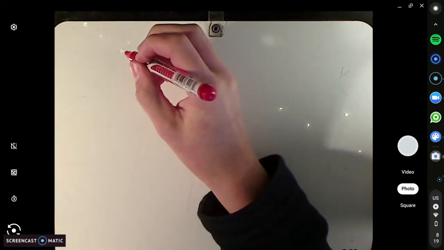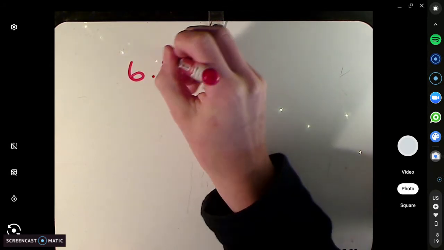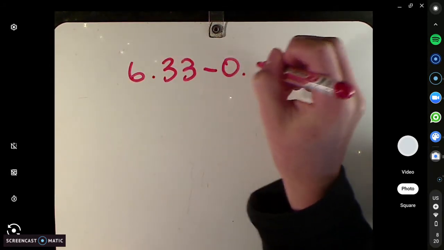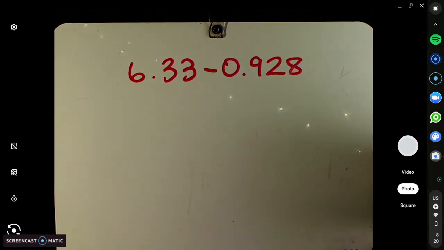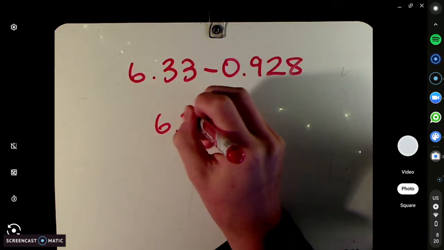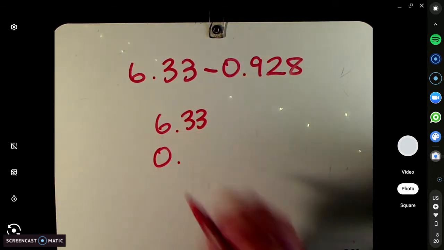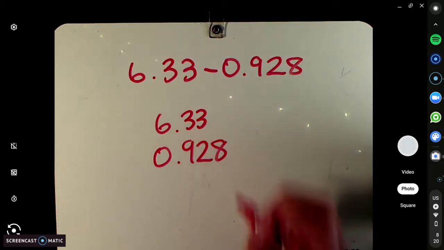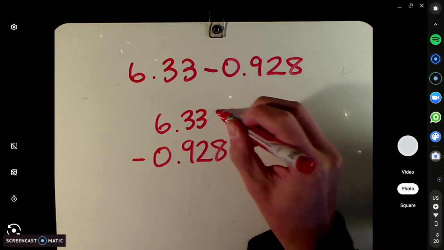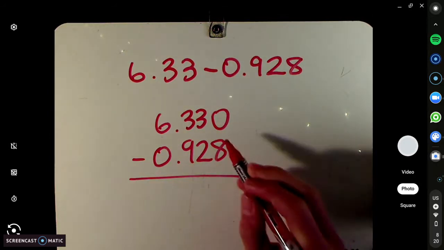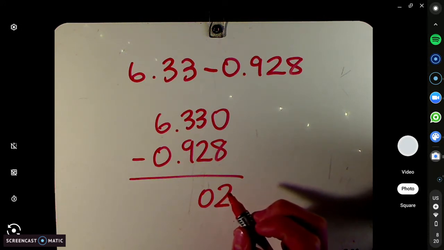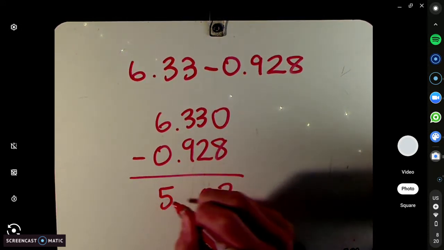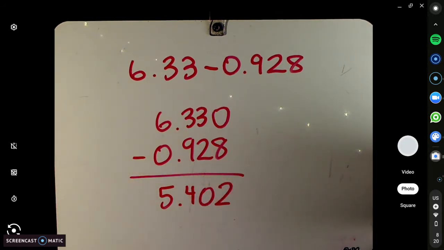One last one that's on your capture sheet. For this one, I want you to pause and do it before I display the answer. Okay, step one is to put this in the vertical form. Decimal place stays in the same spot. Remember, our top number this time, we need to add a placeholder 0. All right, and let's do this. That is your final answer here.